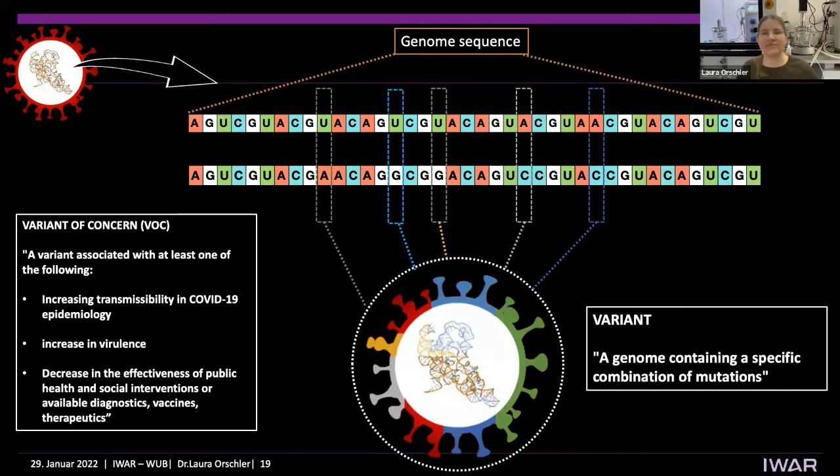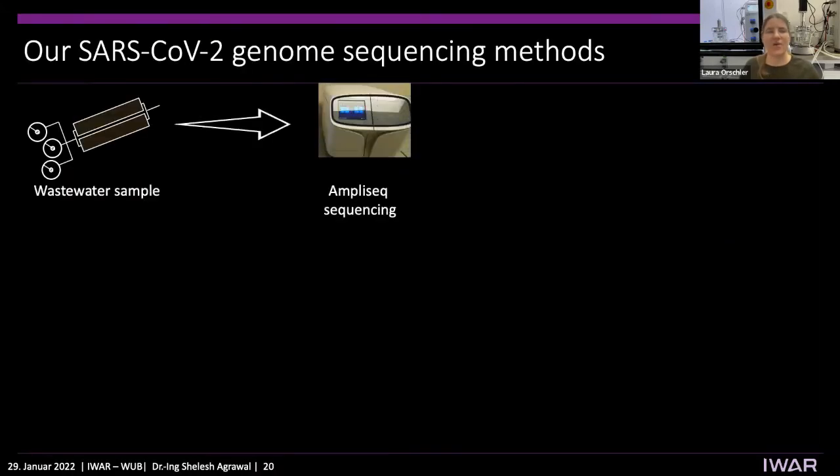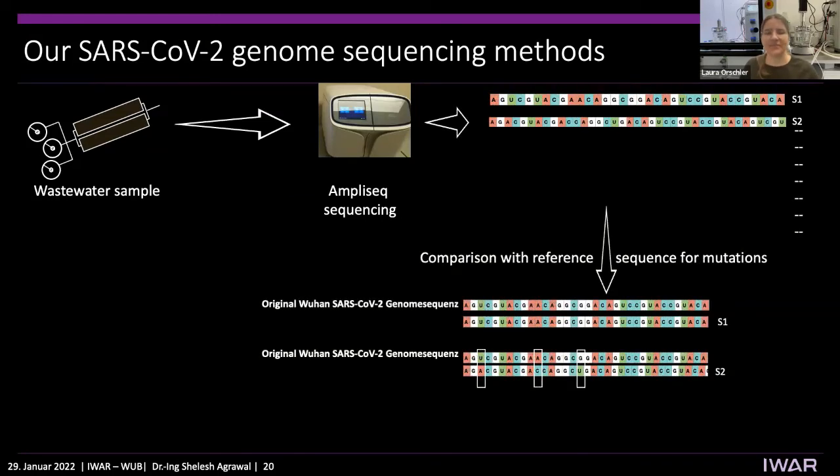And then it depends on whether it is a variant of concern, where you can see an increase in virulence and all these different things, or a variant of interest, or maybe a variant that hasn't been found before. And these are the questions that have to be answered. Our workflow is that we get the wastewater sample, we perform AmpliSeq sequencing, and then we compare our results with the reference sequence for mutations, and then we report the mutations for the wastewater samples.